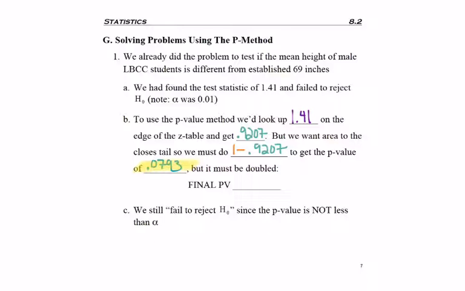Multiplying 0.0793 by 2, we get 0.1586. So comparing this p-value to alpha, we decide that 0.1586 is not less than 0.01, and therefore we fail to reject H0, which is the same conclusion we had come to when we used the critical value. Remember, the p-value should never change your outcome. It's just a different path to get to the same destination.